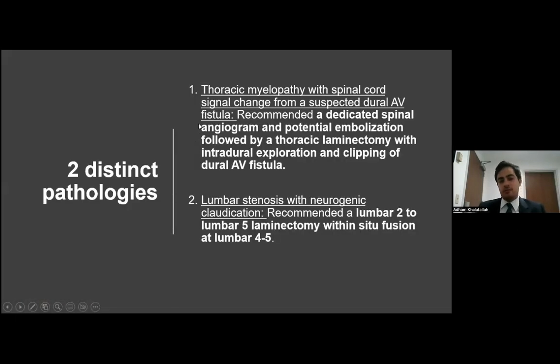To sum this up, the patient has 2 distinct pathologies. The patient has thoracic myelopathy with spinal cord signal change and a suspected dural AV fistula, for which we are recommending a dedicated spinal angiogram, potential embolization, followed by a thoracic laminectomy for the intradural exploration and clipping of this fistula. He also has the lumbar stenosis with neurogenic claudication, for which we would recommend a lumbar 2 to 5 laminectomy with in situ fusion at L4-L5.